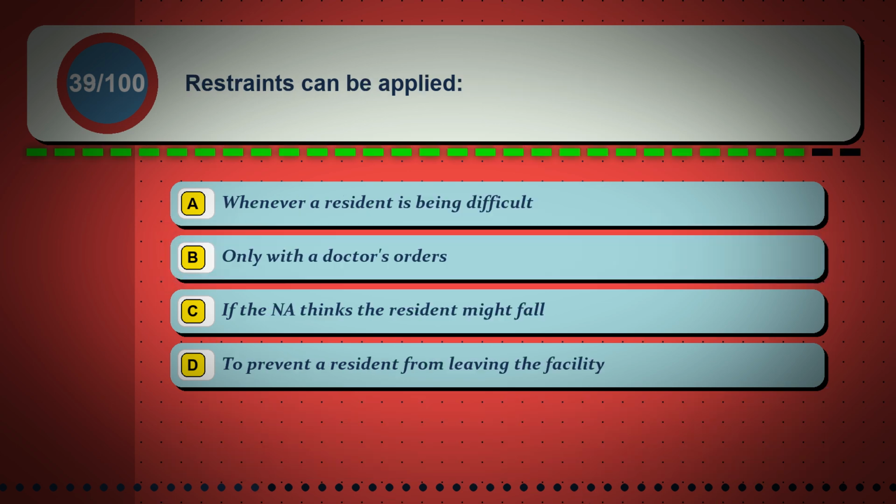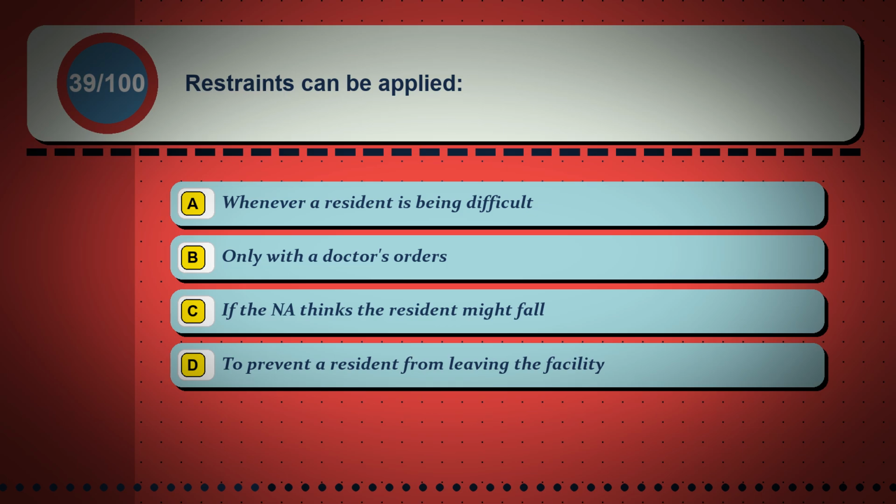Question 39. Restraints can be applied. Option A, whenever a resident is being difficult. Option B, only with a doctor's orders. Option C, if the NA thinks the resident might fall. Option D, to prevent a resident from leaving the facility.